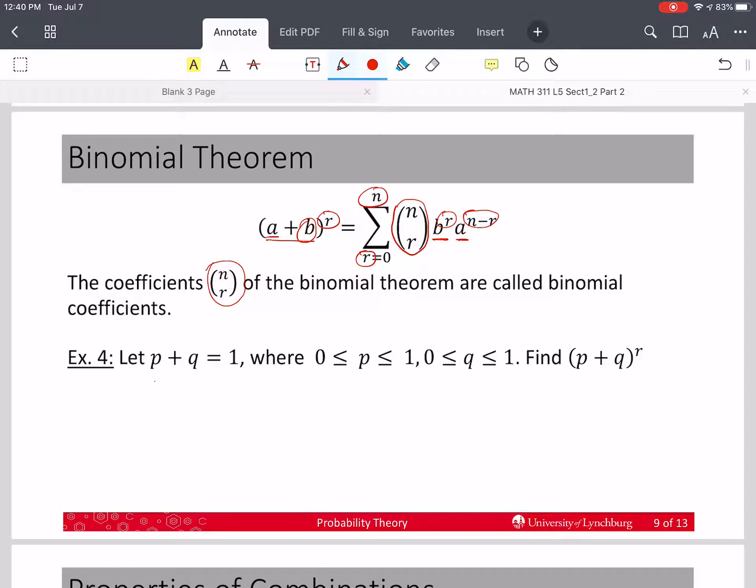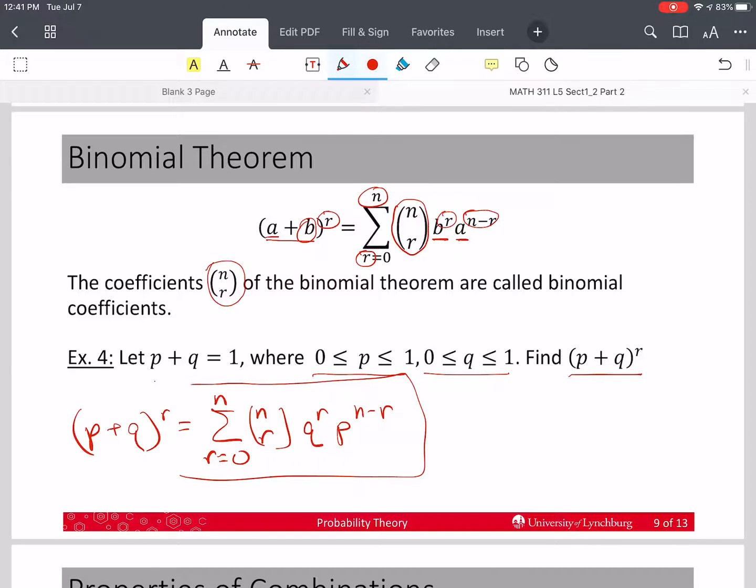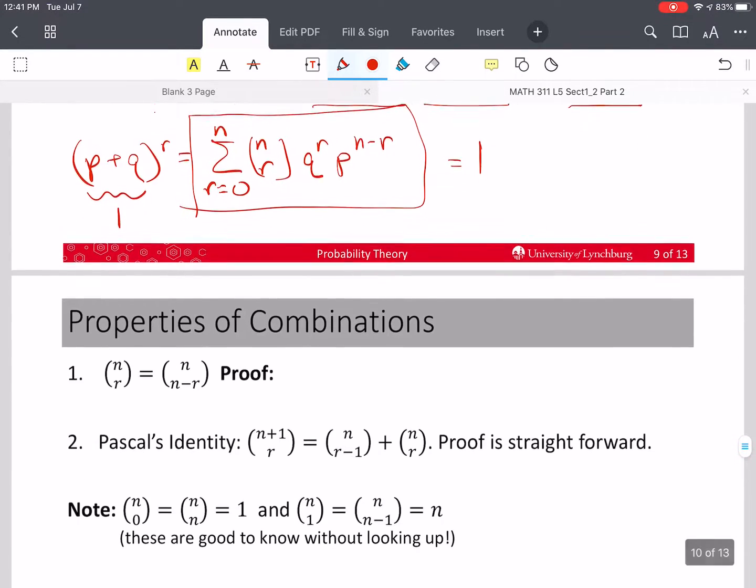So interesting. Now let's do it with p plus q, where p is less than 1 and positive, and q is less than 1, and p plus q equals 1. So we want p plus q raised to the r. So we plug into the formula. It's still r equals 0 to the n choose r, but now instead of b we have q raised to the r, and instead of a we have p raised to the n minus r. And so now we have an expression for 1, because p plus q we said is equal to 1. So that's 1 raised to any power, r, is 1. So we have a binomial expansion for the number 1.